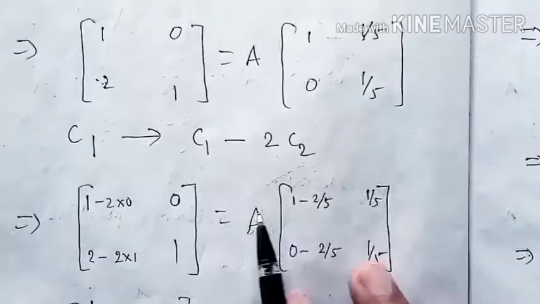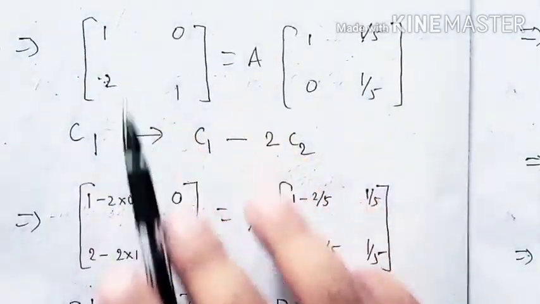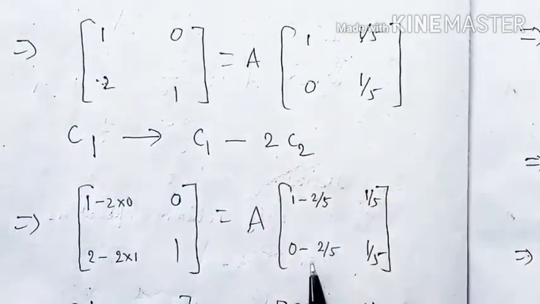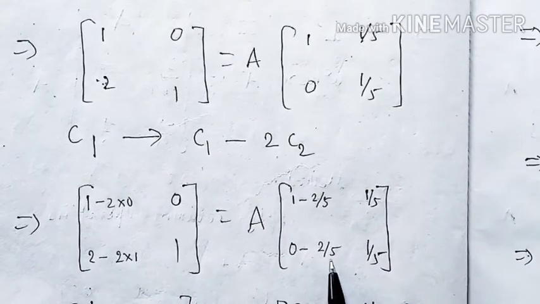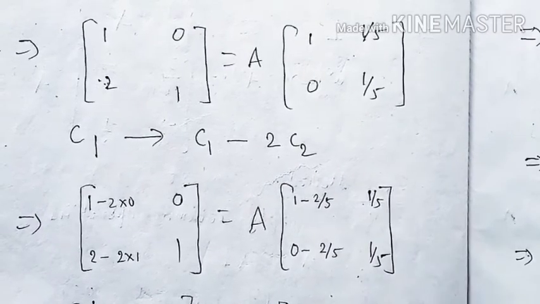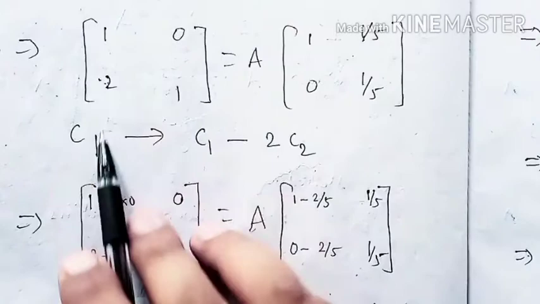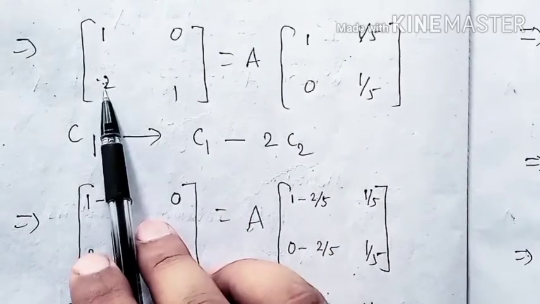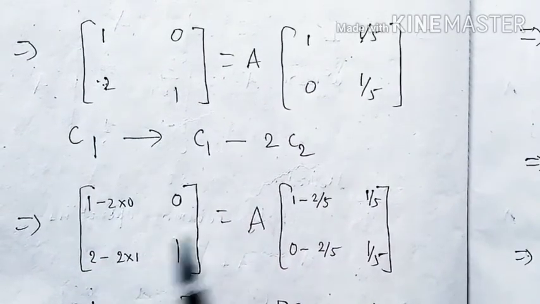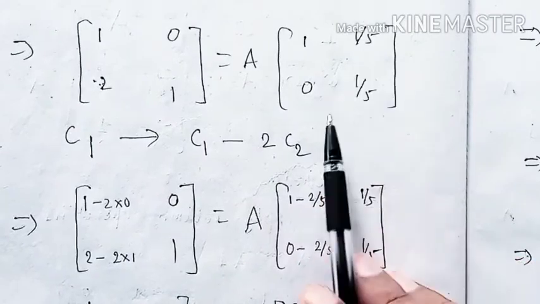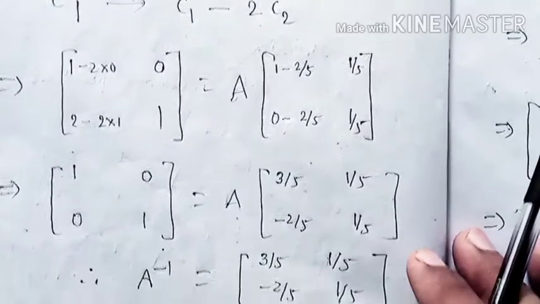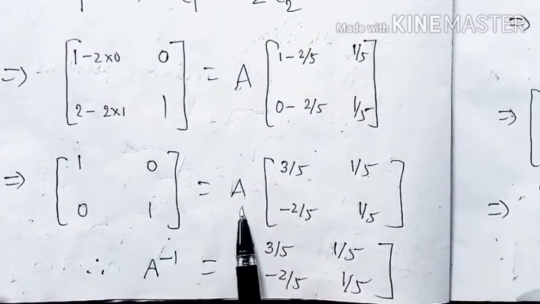After applying this operation we have 2 minus 2 into 1, 1 minus 2 into 0. This is our C1. We have to apply C1 minus 2C2. So 1 minus 2 into 0, 2 minus 2 into 1. Here we have 1 minus 2 into 1 by 5, 0 minus 2 into 1 by 5. So we have this one. After simplification we have this result. This is our identity matrix AI. This is our A inverse.